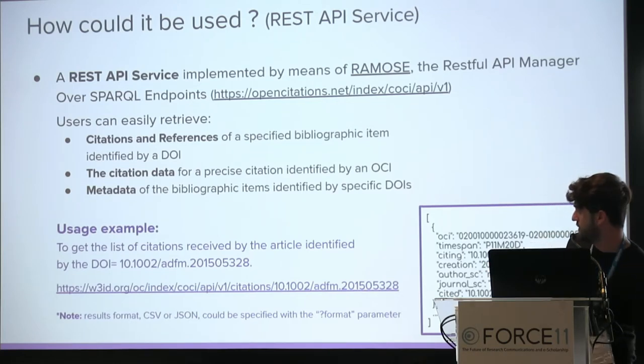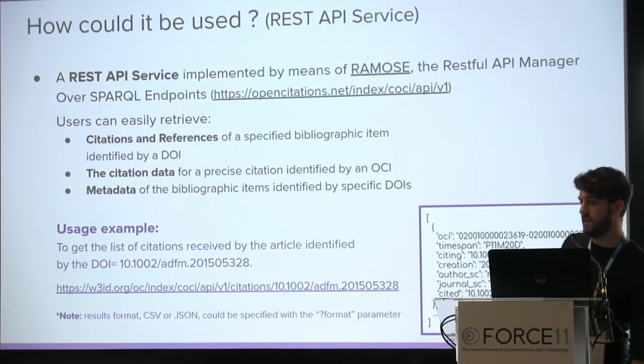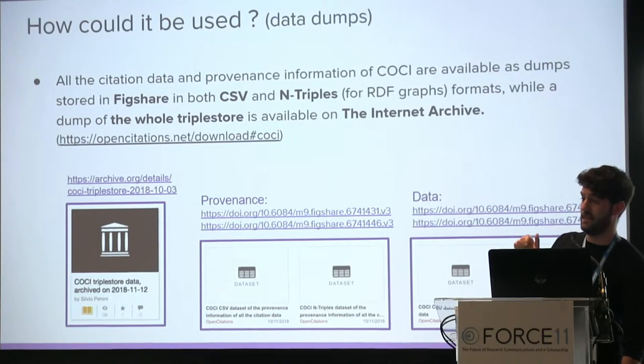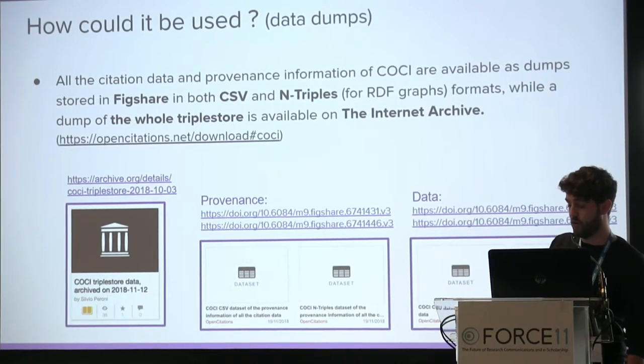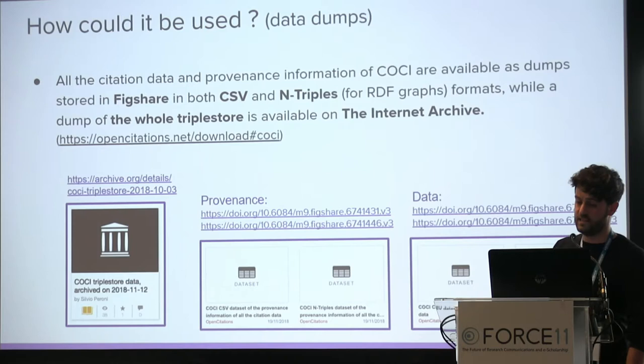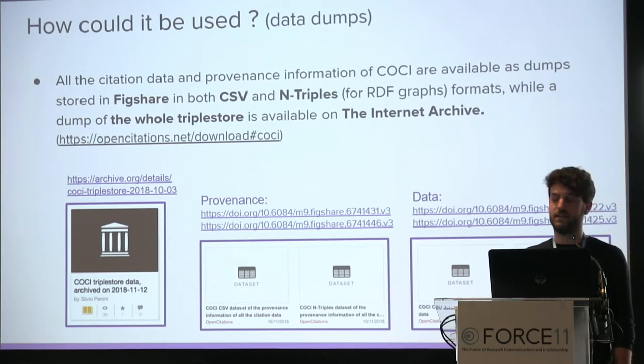So here we have a usage example, for instance, where, given a DOI, we can retrieve a list of citations. We can also specify which format to retrieve. In this example, I've shown the JSON format, but we can also retrieve CSV. We have also deposited some data dumps. We have the provenance and the data of COCI inside Figshare, in CSV and in another format called N-Triples, used for the RDF representation. And then we have the whole triple store of OpenCitations inside Internet Archive also.